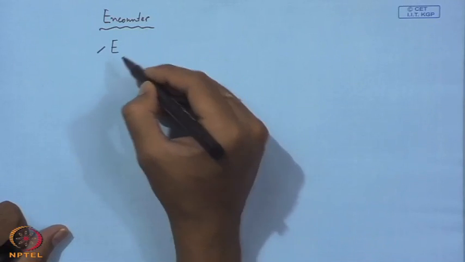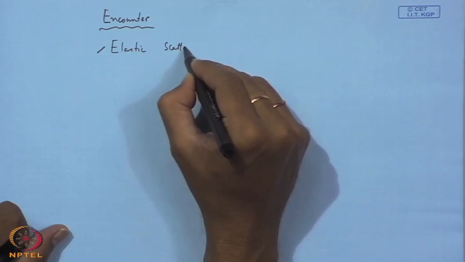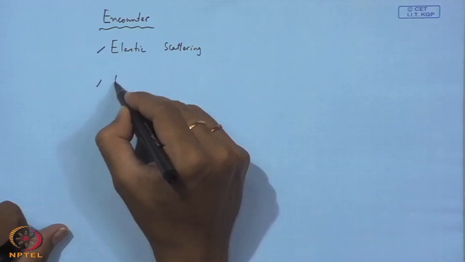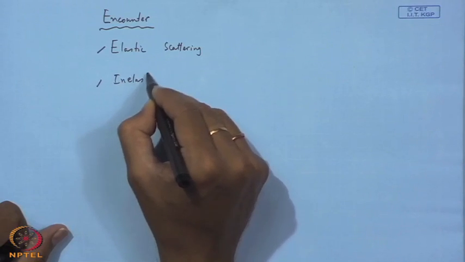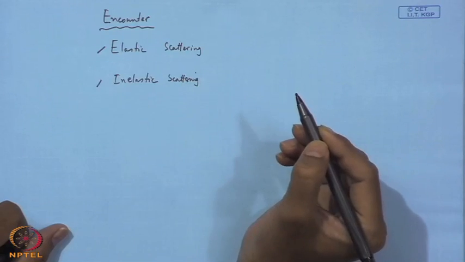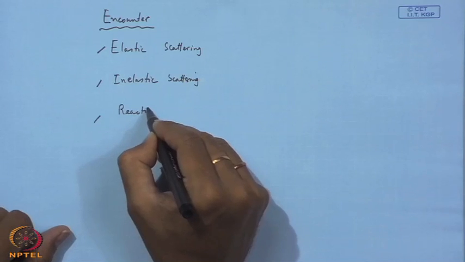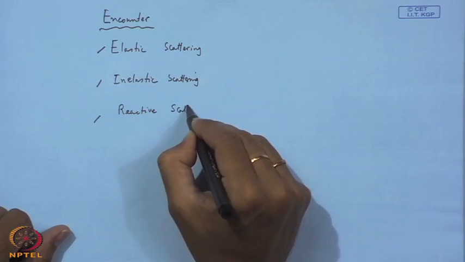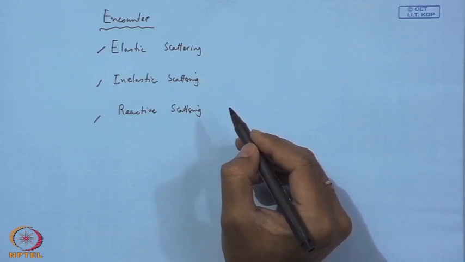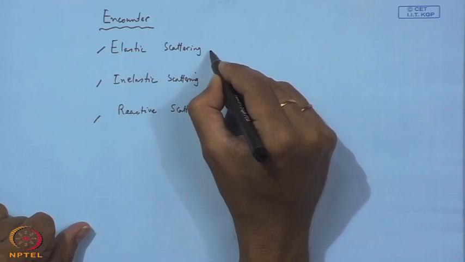So, one is elastic scattering, another is inelastic scattering, and third is reactive scattering. Okay. So, what is this elastic scattering?